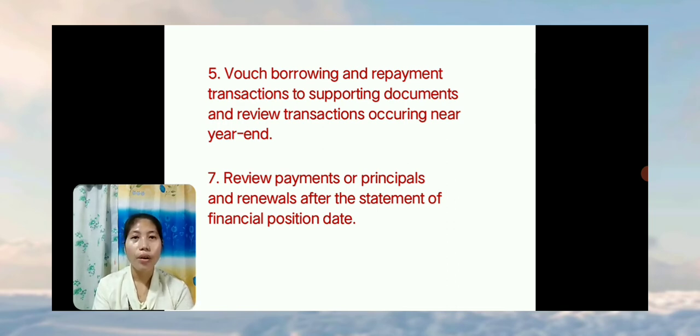Number 7. Review payments of principals and renewals after the statement of financial position. This procedure is performed by the auditors so that they may be aware of any unusual transactions with company officers, directors, and affiliates. It would also afford them additional evidence on the proper classification of their liabilities.